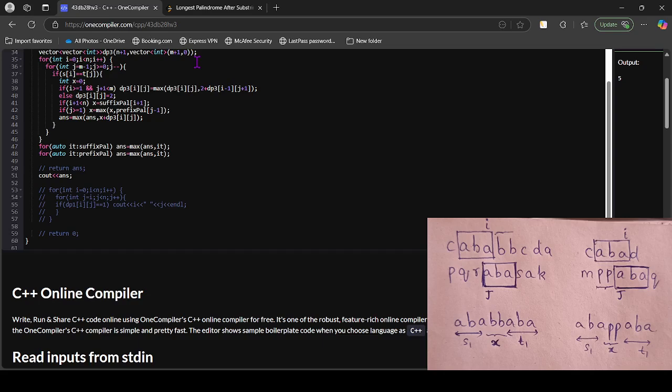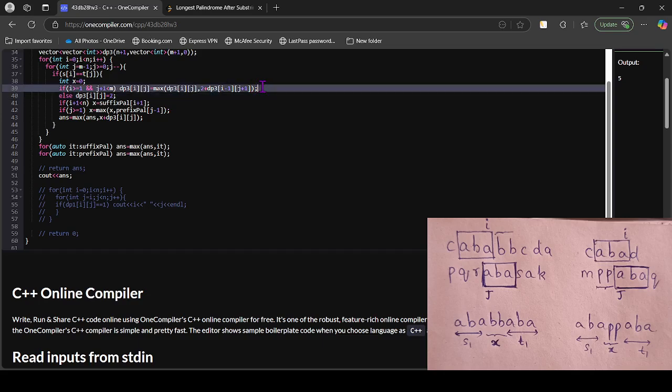So dp3 of i j is equal to maximum of dp3 of i j comma 2 plus dp3 of i minus 1, j plus 1. The 2 here is s of i, t of j. These two letters are included in the subsequence now. So it is 2, and we are checking whether there is a possibility of extending the string before i and after j in the first and second strings. So it is dp3 is equal to maximum of dp3 comma 2 plus dp3 of i minus 1, j plus 1.